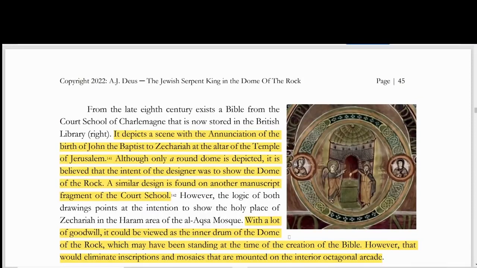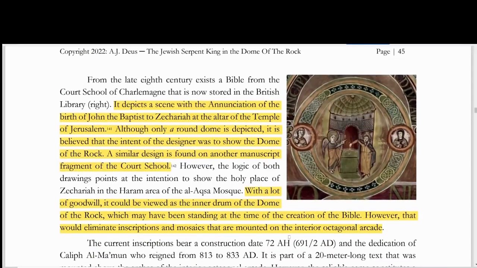However, the logic of both drawings points at the intention to show the holy place of Zechariah in the Haram area of the Al-Aqsa Mosque. With a lot of goodwill, it could be viewed as the inner dome of the Dome of the Rock, which may have been standing at the time of the creation of the Bible. However, that would eliminate inscriptions and mosaics that are mounted on the interior octagonal arcade. You see the problem?